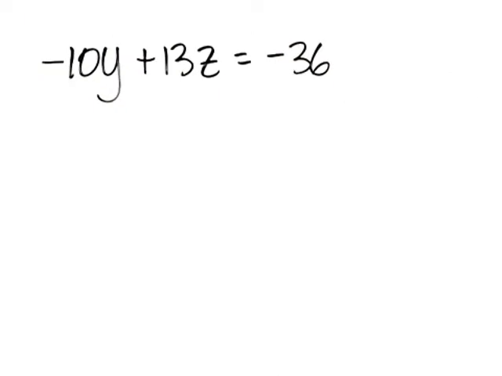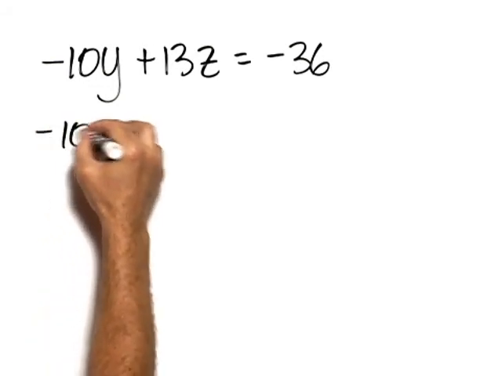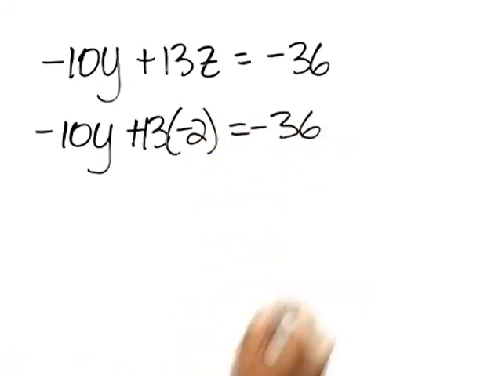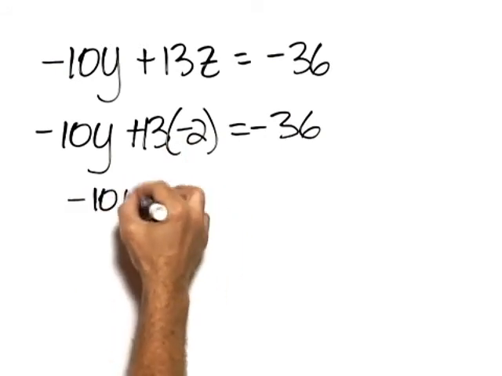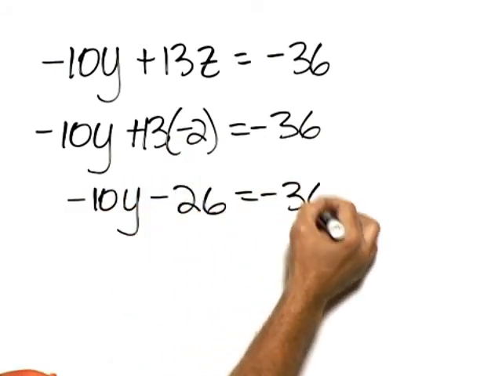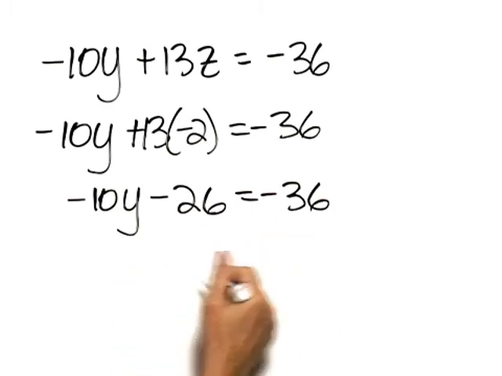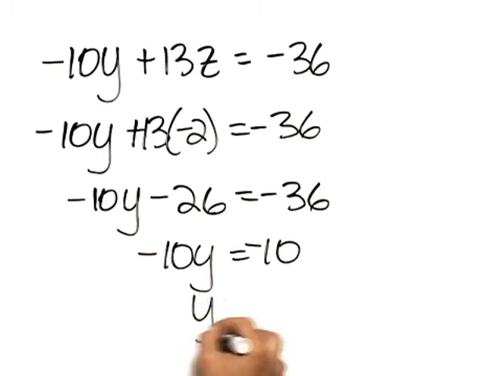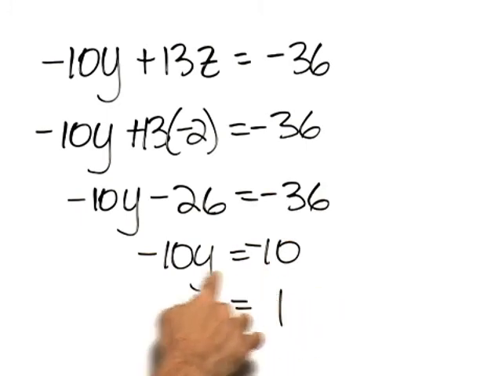So the equation from row 2 of the matrix is negative 10y plus 13z equals negative 36, and we just determined that z is negative 2. So negative 10y plus 13 times negative 2 equals negative 36. This is negative 26, so negative 10y minus 26 equals negative 36. Let's add 26 to each side, so negative 10y equals negative 10. That means y is equal to 1 because negative 10 divided by negative 10 is 1.